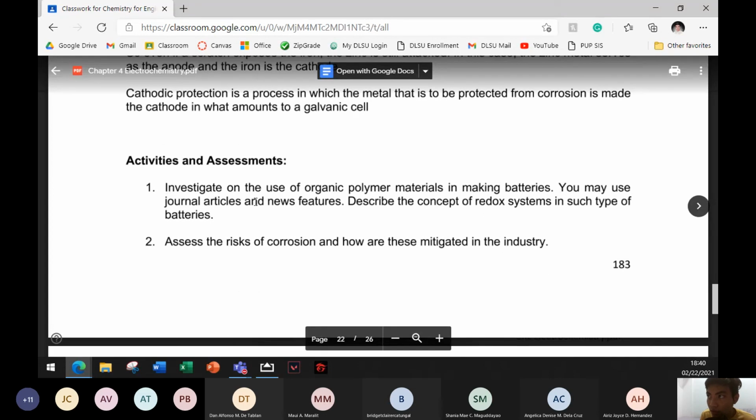So, hanggang dito na lang yung sasagutan ng mga magmo-module, ha? Ito na lang. Ayan.